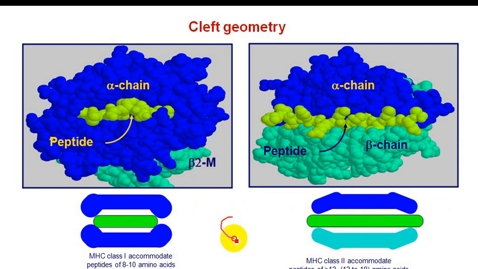I will just draw over here, this is your bun, of limited diameter. But if you place a hot dog above the bun, the sides of the hot dog will dangle out. Similarly, you can see this is the size that can be accommodated. These portions of class 2 dangle out, and that is the reason class 2 can accommodate peptides of 13 to 18 amino acids. This is more than 13 because it can dangle out, whereas the peptide length in class 1 is fixed, 8 to 10 amino acids.